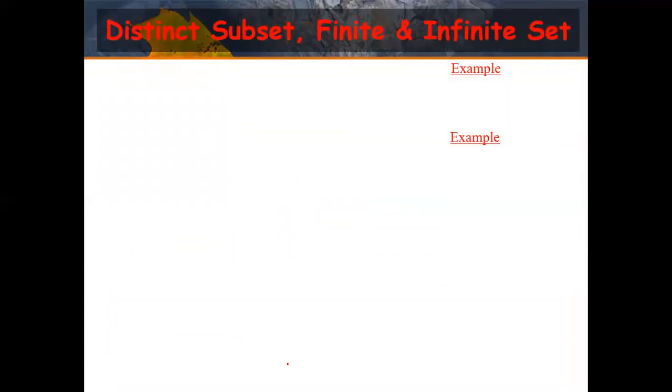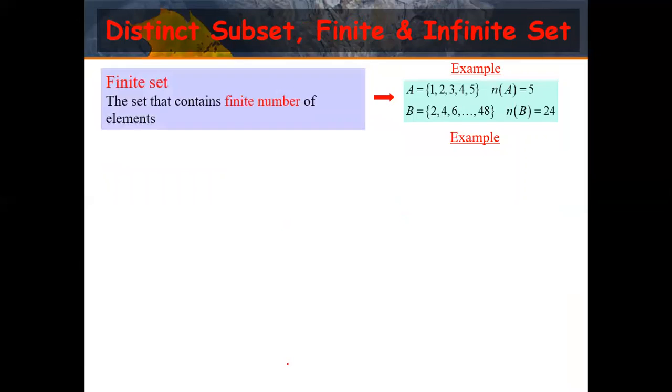Alright, so we move to distinct subset, finite and infinite set. What is a finite set? A finite set contains a finite number of elements. Maksudnya apa? Finite set adalah bila kita sebut set A, kita tahu bilangan set tu. 1, 2, 3, 4, 5, so we have 5 elements. 2, 4, 6, 8, 10, we have 5 elements of set A. Okay, for example like this lah.